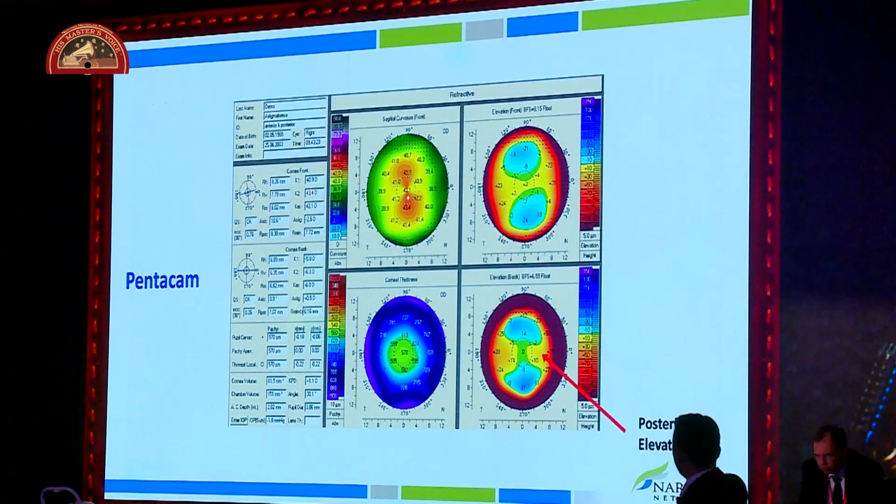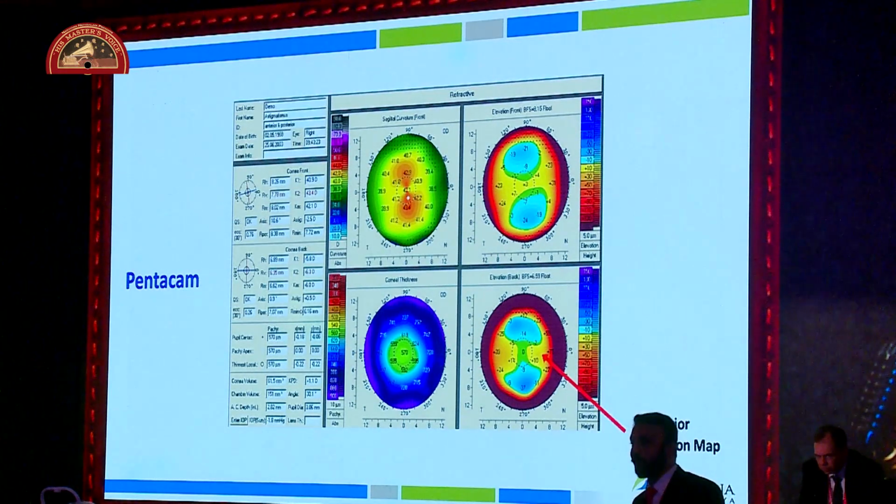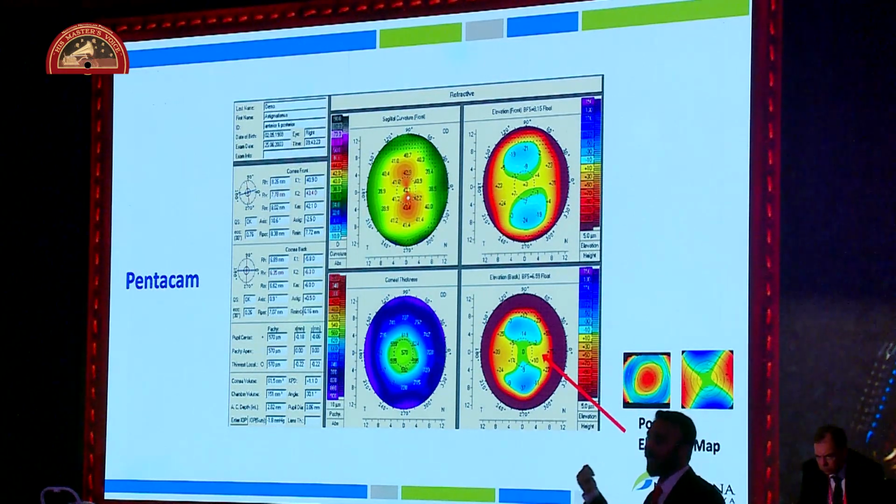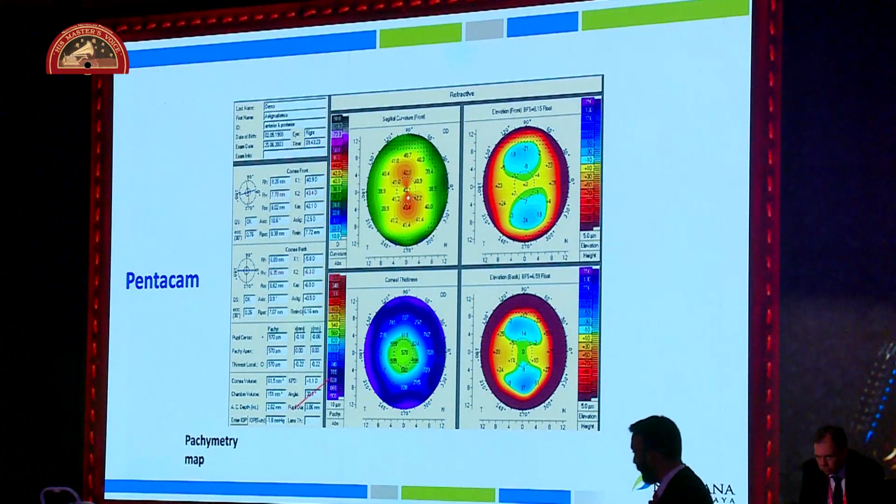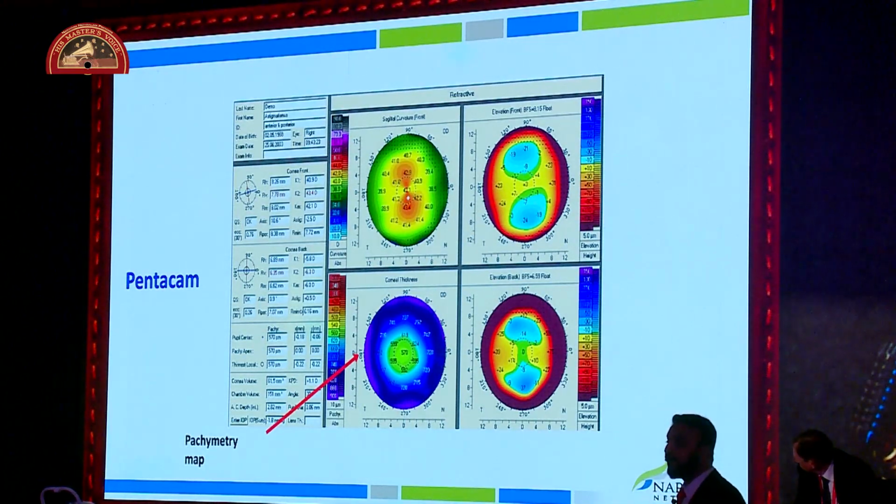Okay, next below, which is posterior elevation. Again, elevation based topography, two types of pattern possible, island or saddle pattern. What do we have here? Looks like it's a saddle pattern. And then finally we have the pachymetry map, which is intuitive, where we see the corneal thickness. Looking at all these things, it looks like it's with the rule astigmatism. Bravo, you now know how to read a Pentacam, as simple as this.